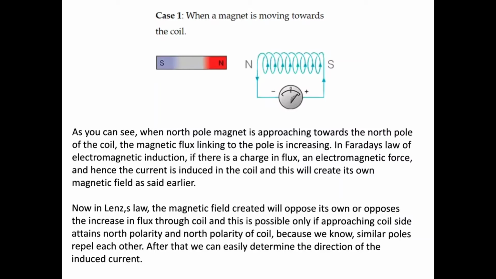Now, in Lenz's law, the magnetic field created will oppose the increase in flux through the coil, and this is possible only if the approaching coil side attains north polarity, because we know similar poles repel each other. After that we can easily determine the direction of the induced current. But when the north polarity of the magnet faces the south polarity of the coil, it will not oppose, because they do not repel each other.